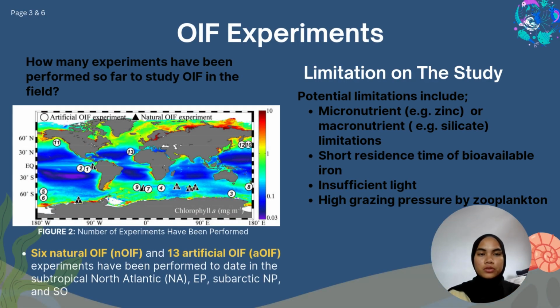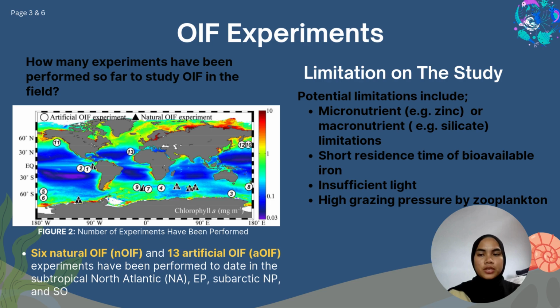Now, let's move on to the OIF experiments. How many experiments have been performed so far to study OIF in the field? To test this, scientists have run about 13 OIF experiments, with 6 natural and 13 artificial. These were done in places like the Southern Ocean, Equatorial Pacific, North Atlantic, and Subarctic North Pacific.